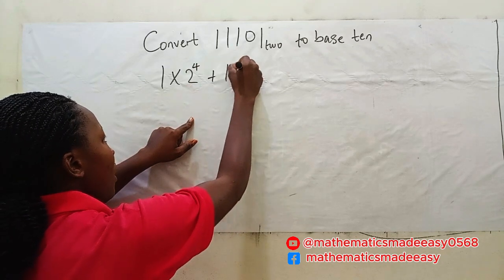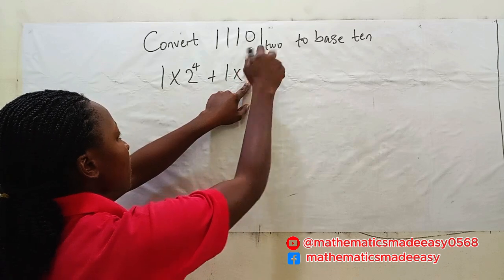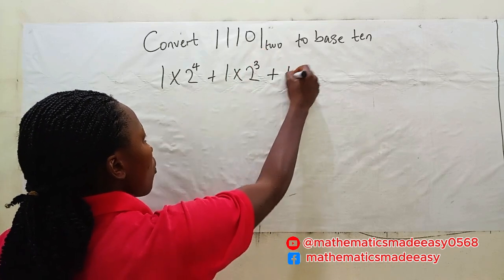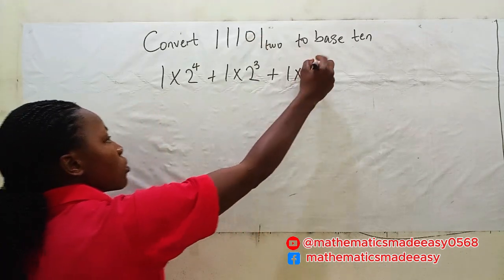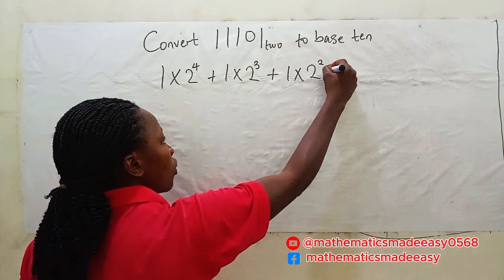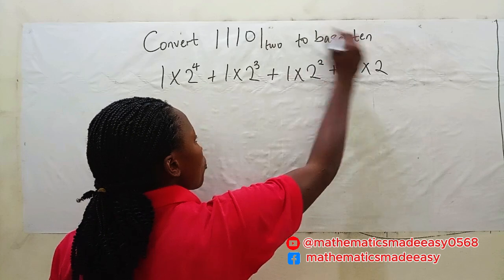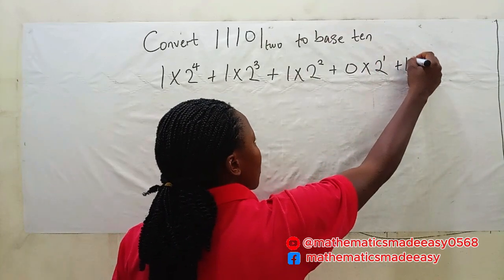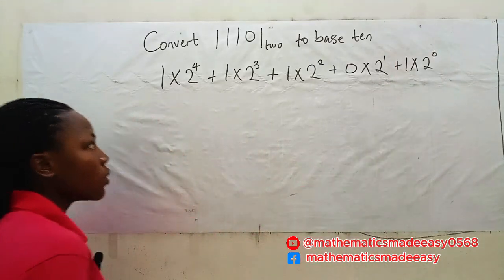plus 1 times 2 raised to power 1, 2, 3, plus 1 times 2 raised to power 1, 2, plus 0 times 2 raised to power 1, plus 1 times 2 raised to power 0.